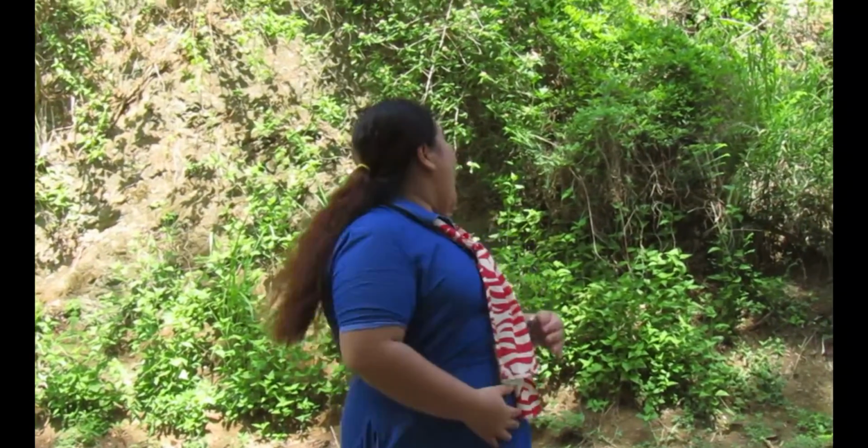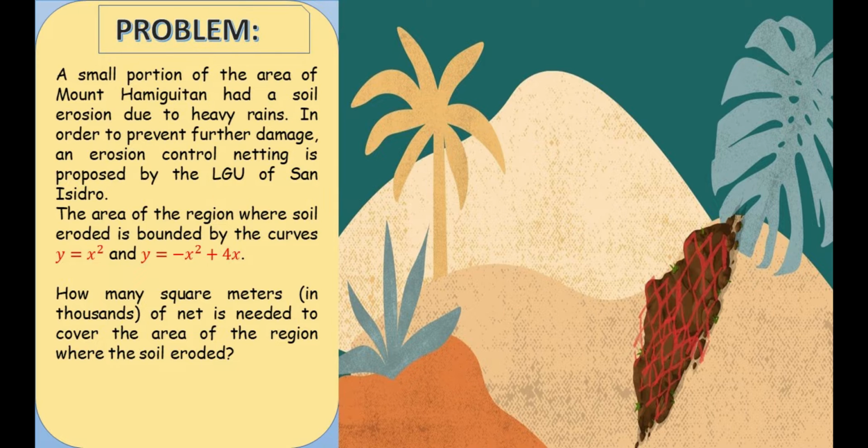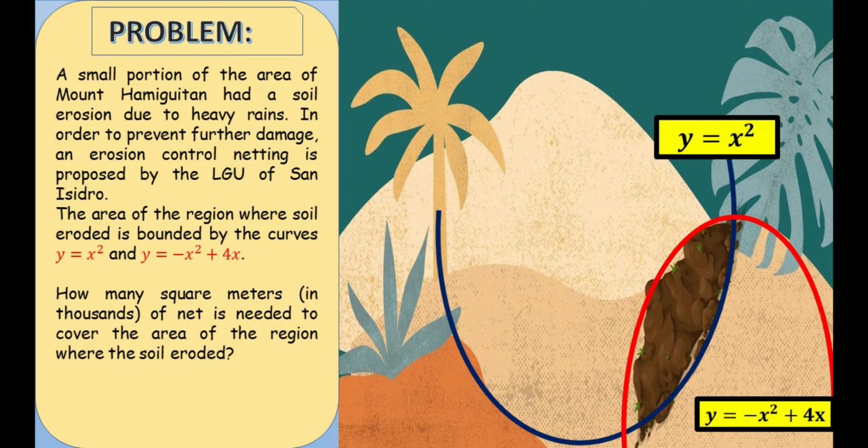Oh no! What happened here? Here is the problem. A small portion of the area of Mount Tamigitan had a soil erosion due to heavy rains. In order to prevent further damage, an erosion control netting is proposed by the LGU of San Isidro. The area of the region where the soil eroded is bounded by the curve y equals x squared and y equals negative x squared plus 4x.